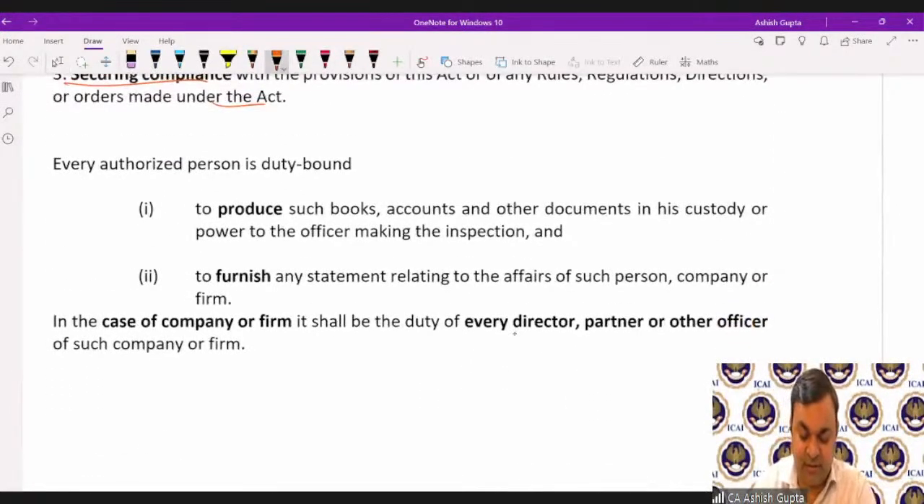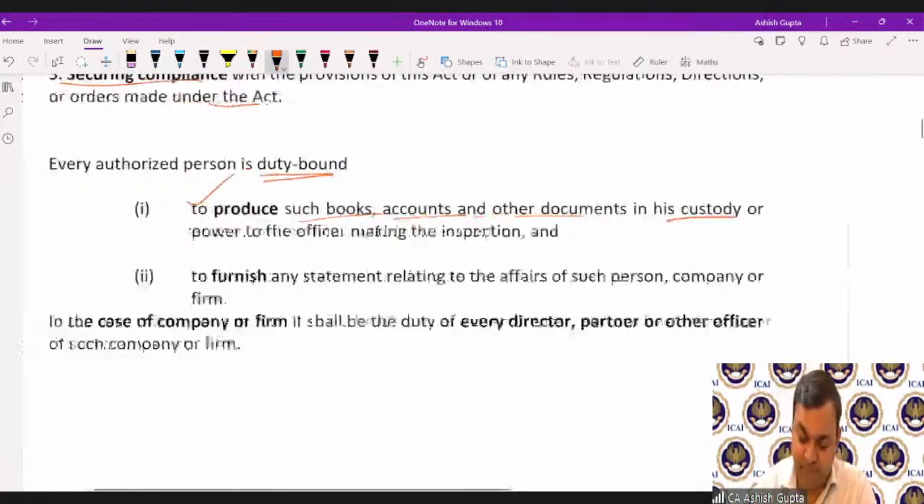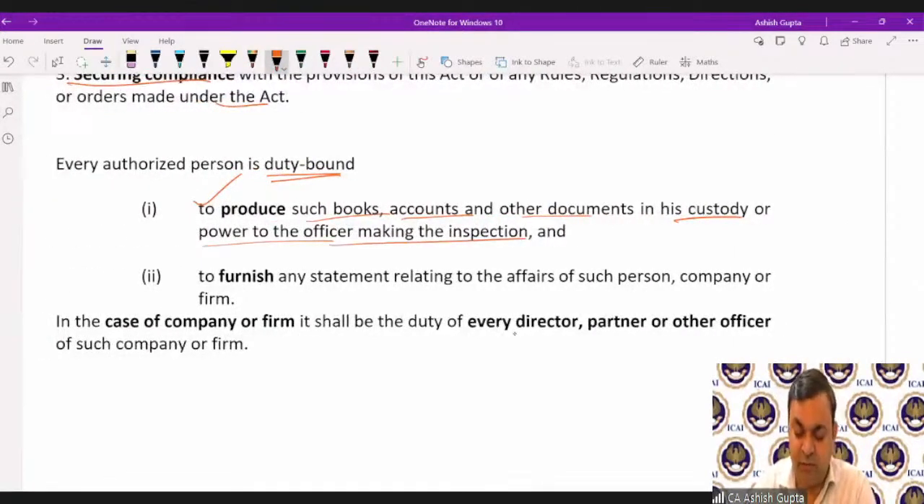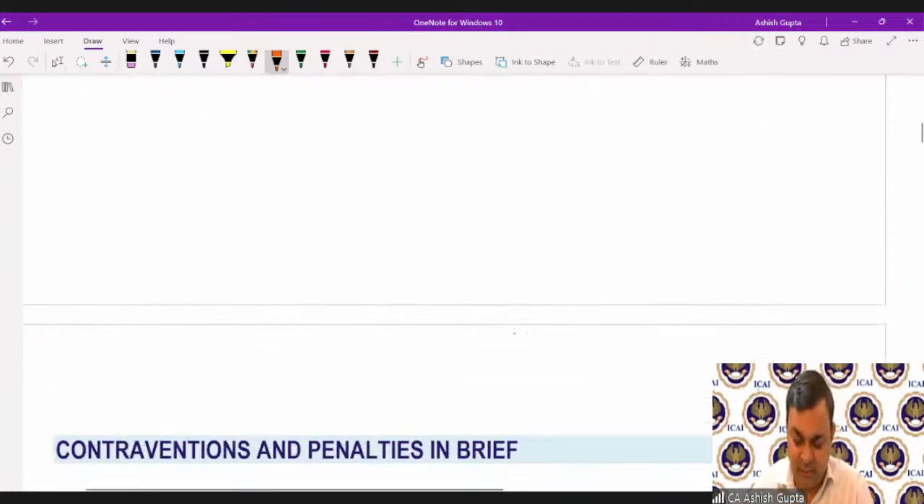Every authorized person is duty bound to produce such books, accounts and other documents in the custody or power of the person to the officer making the inspection, and to furnish any statement relating to the affairs of such person, company or firm. In case of a company or firm, it shall be the duty of every officer and director to provide all the required information which the AP has mentioned.